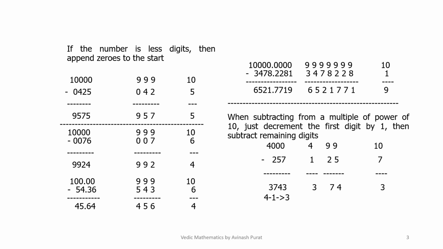When subtracting from a multiple of a power of 10, just decrement the first digit by 1, then subtract the remaining digits. So 4000 minus 257: the first digit is 4, 1 is subtracted from 4, that is 3. Afterwards, 9 minus 2 is 7, 9 minus 5 is 4, and 10 minus 7 is 3. So the answer is 3743.